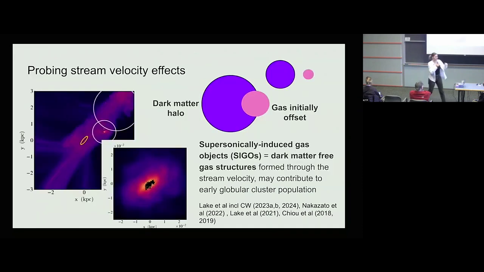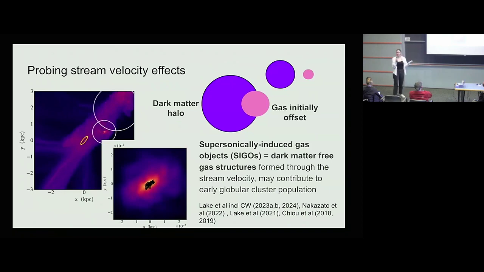In terms of the effects of the stream velocity, one of the things that it is known to do is to remove gas from its dark matter halo. The stream velocity introduces a phase shift between the dark matter and baryonic perturbations at early times, and you can get things that I've shown in a cartoon up there, where your dark matter halo is offset from the center of mass of the gas. In some extreme cases, you can even remove the gas component entirely out of its parent dark matter halo. These supersonically induced gas objects, or SIGOs, are basically these dark matter-free gas structures formed through the stream velocity, and if they can form stars, they might contribute to the early globular cluster population.